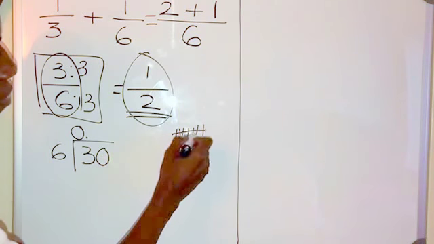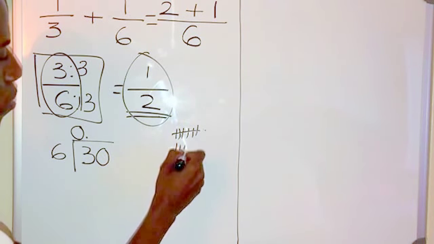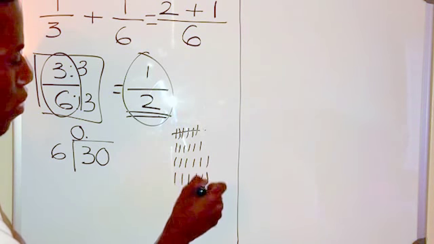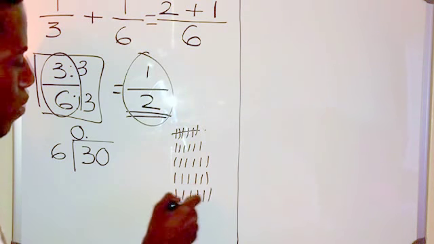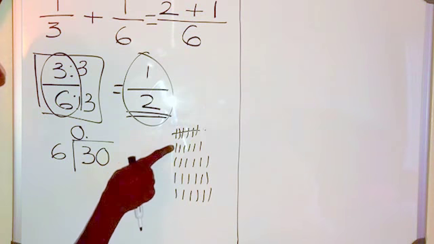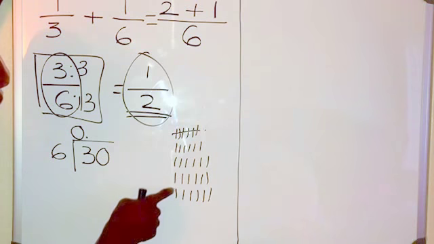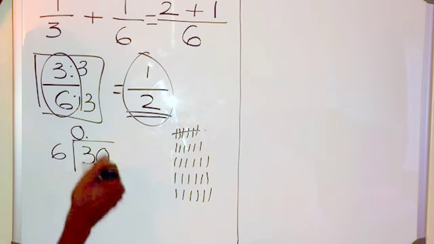So you say 6, 12, 18, 24, 30. And you count 1, 2, 3, 4, 5. So it is 5.